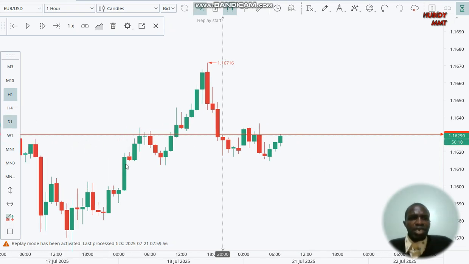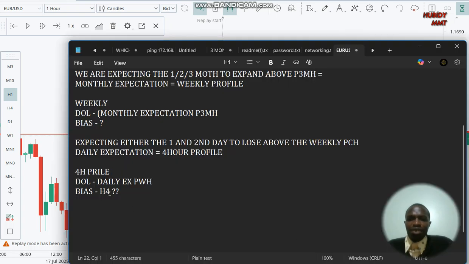Now we are trading another expectation. This expectation is that we are expecting either the first or the second day to close above the previous weekly high. And we are saying this daily expectation equals the 4-hour profile. And now we are trying to trade the 4-hour profile. For the 4-hour profile, the draw on liquidity is the daily expectation, and this daily expectation is the previous weekly high. I hope you're following.